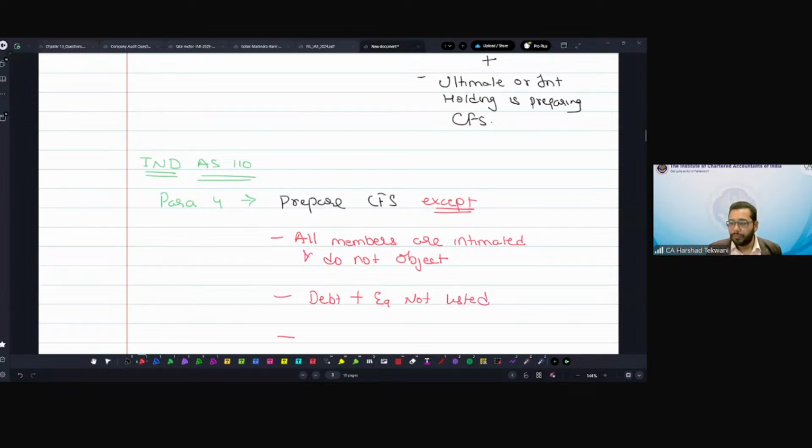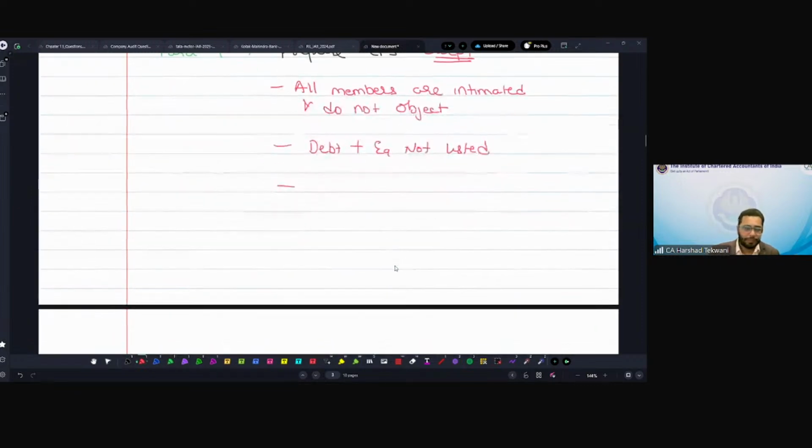Third condition, the parent company did not file, nor is in the process of filing, financial statements with the Securities Commission or other regulatory organization for the purpose of issuing any class of instruments in a public market. Means again not in process of listing.